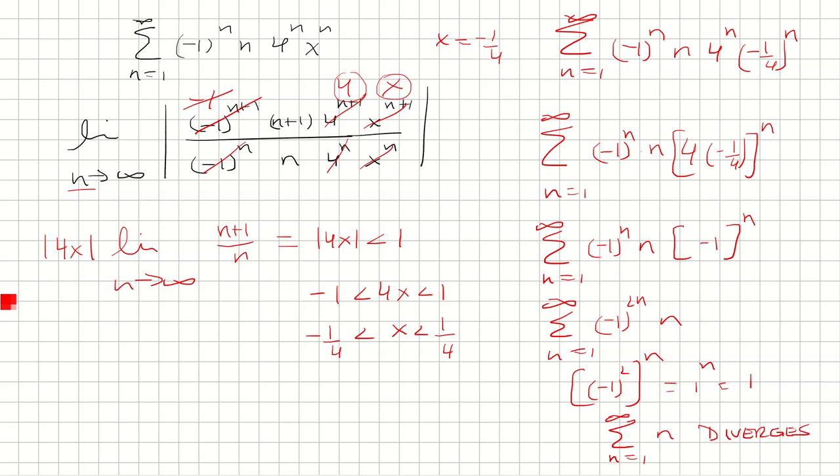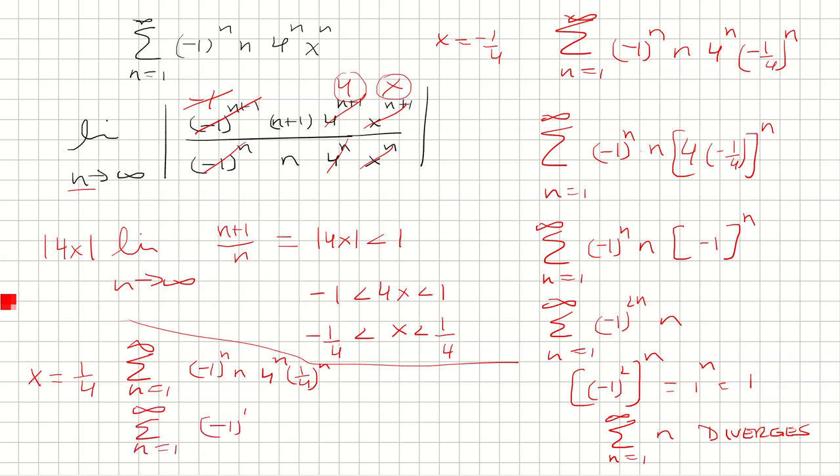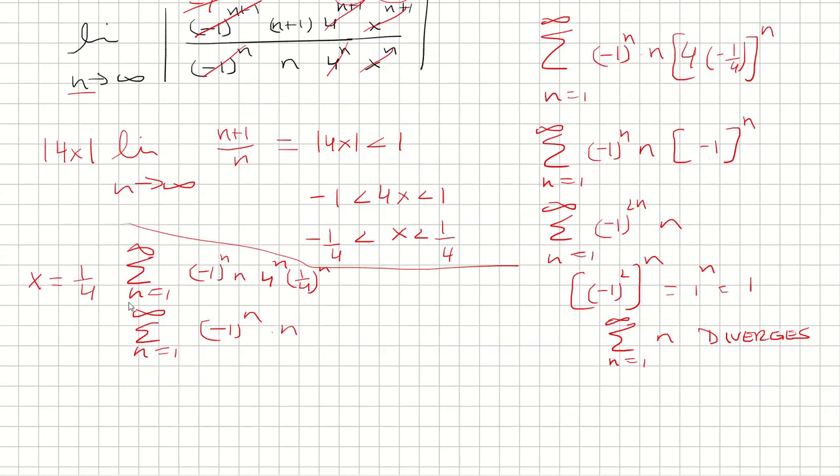And now if you consider x equals 1/4, we have the sum from n equals 1 to infinity, (-1)^n times n times 4^n times (1/4)^n. And we have (-1)^n times n, and then 4^n times (1/4)^n, we'll just bring it all under the nth power. Multiplying 4 times 1/4 is 1, so that's 1 to the nth, which is just 1.